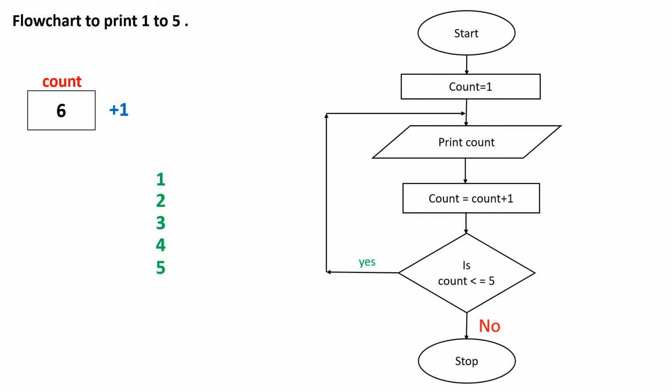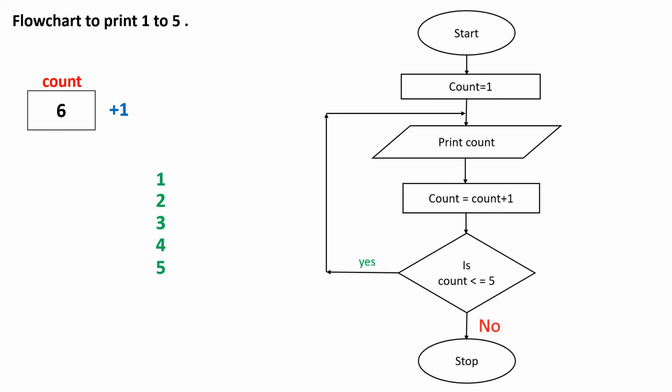So this is the working of this flowchart. Actually this is very easy. You will just assign count equal to 1 because the starting value is 1. That is why we give count equal to 1, and we are printing 1 2 3 4 5. It is increasing by 1. That's why we give count equal to count plus 1, and we need till 5 only. That's why we give count less than or equal to 5.